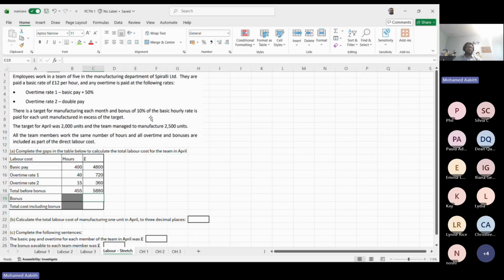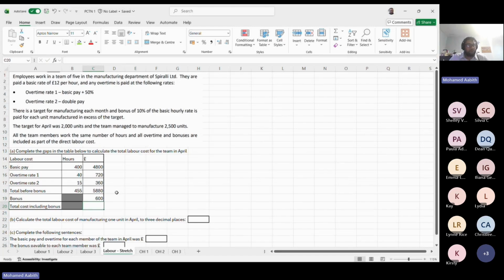It's going to be 5,880. So how much bonus will they be qualified for? The bonus they will be qualified for will be for 500 units, because it's the excess of their target. 500 times £12 an hour, which is their basic rate, and 10% of it. So I'm going to times it by 10% of that one. Now, if I do that, this should give me £600. Yeah, it gives you £600 bonus.